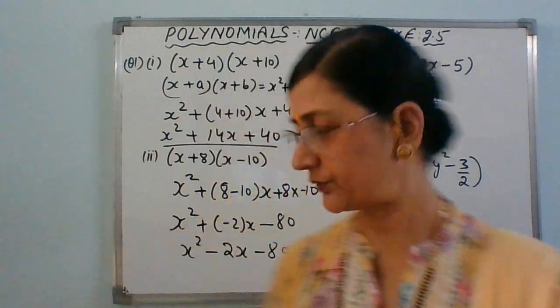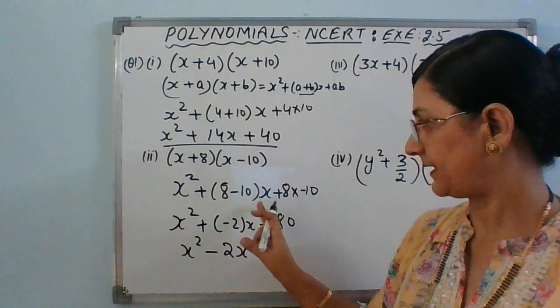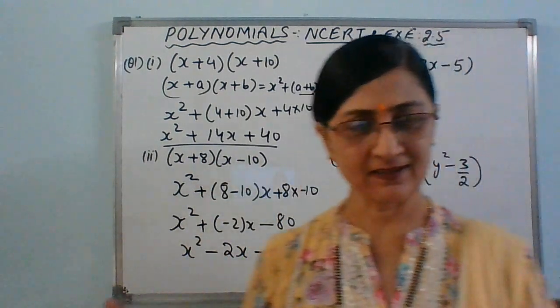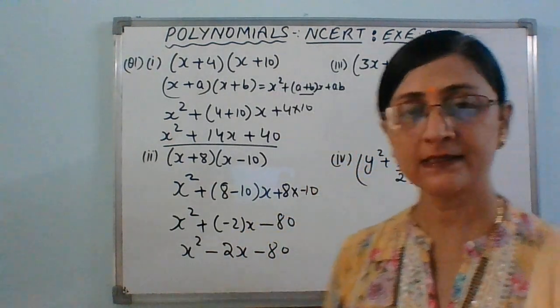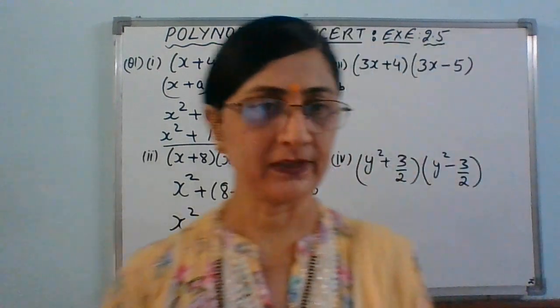So this is the formula. What we do, we just square x first, then we take a plus b and put x outside, then we multiply a and b and we get the answer. Take care of the signs, right? Like positive, negative, positive, positive, negative, negative, that way.